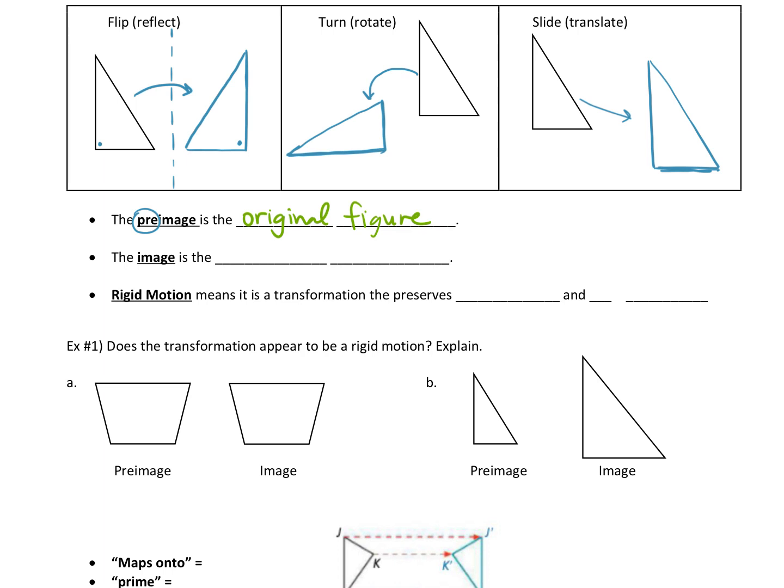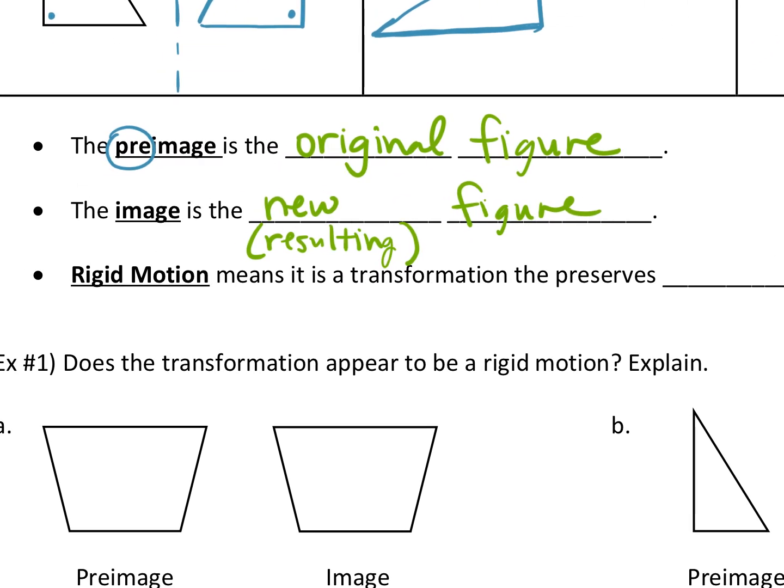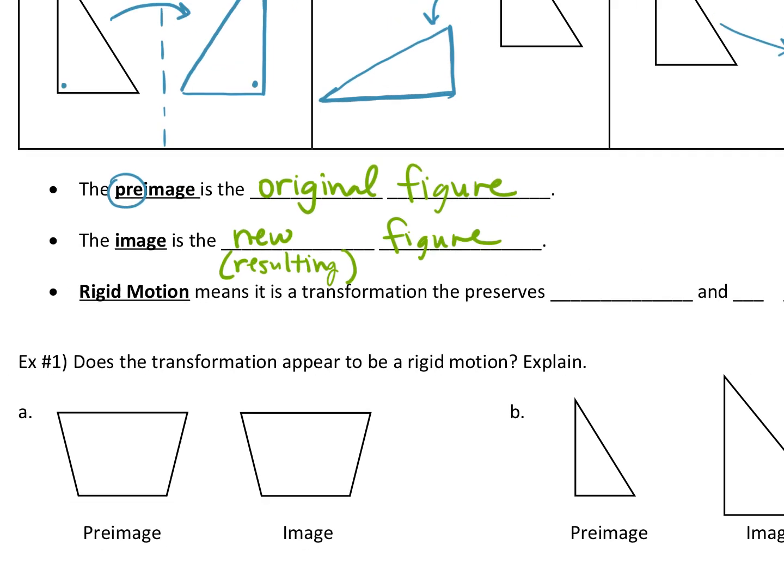What it becomes, we'll call the new figure, or you could say the resulting figure. That is called the image. So when they say, what is the image of some figure, they're asking what did it become after you did the translation or the reflection or the glide reflection or the dilation? Okay, last term, and then we'll do some work with them.